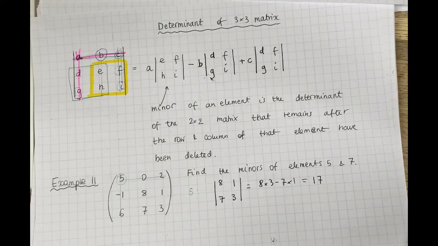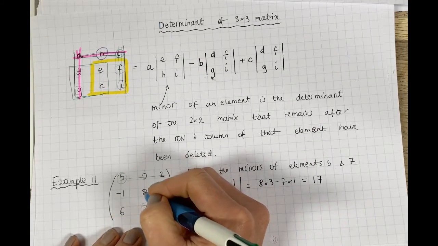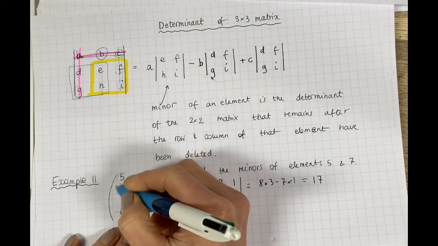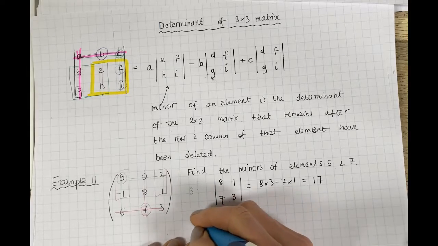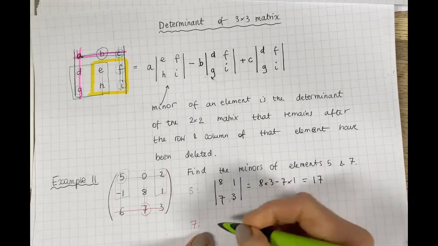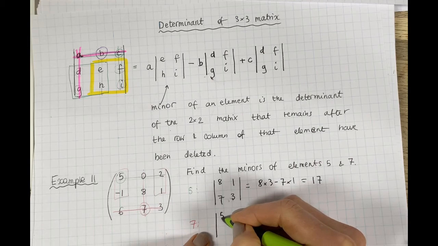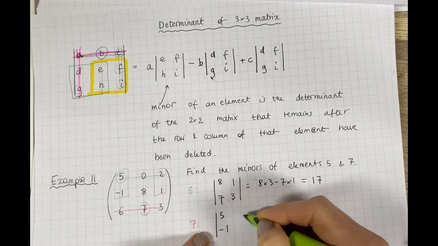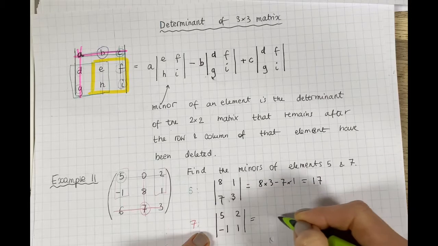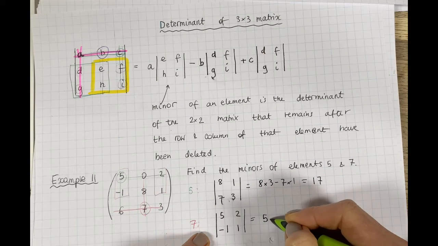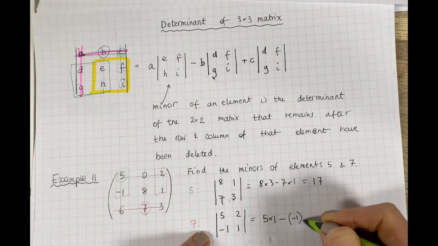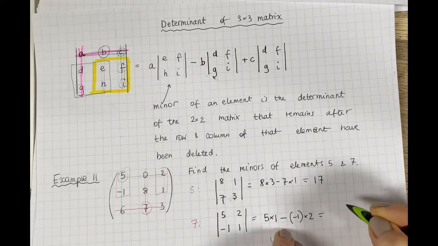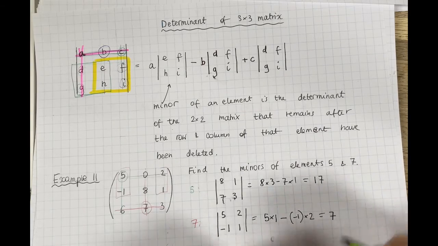And then 7 is here, right at the bottom. So if I delete that column and that row, I'll be left with these 2 and these 2 together. So for 7, you need to find the determinant of the matrix 5, minus 1, 2 and 1. Okay, so it's 5 times 1, not 5 times 2, minus minus 1 times 2. So it's 5 plus 2, which is 7. There you go.